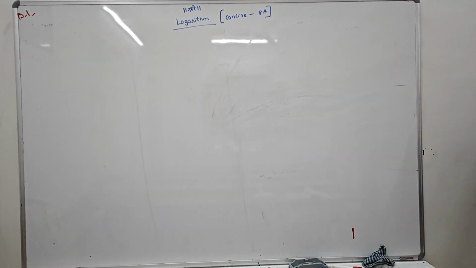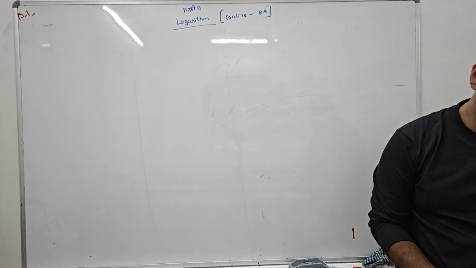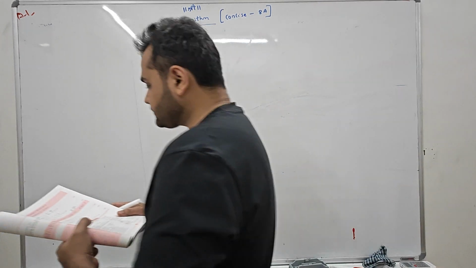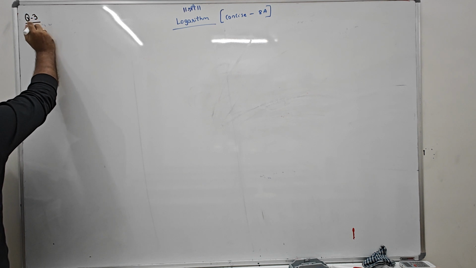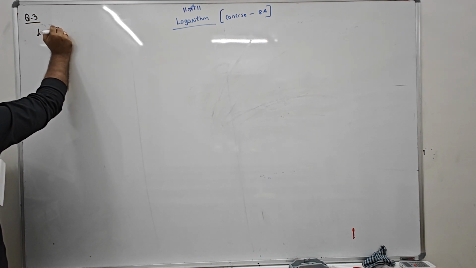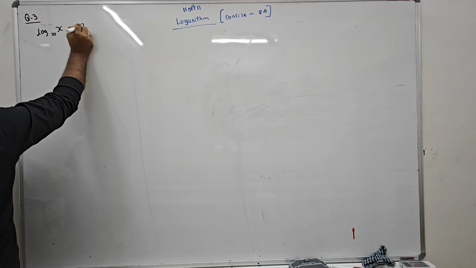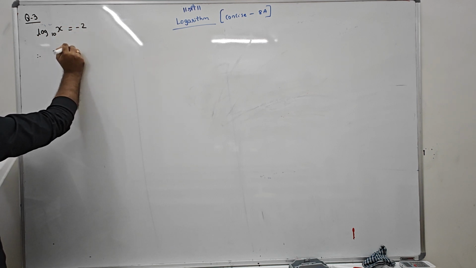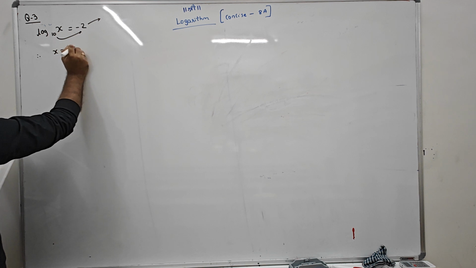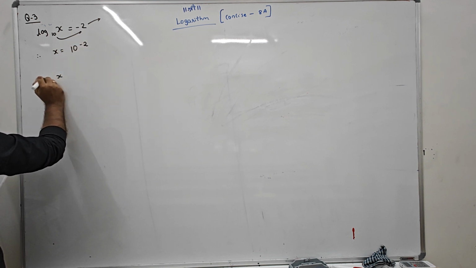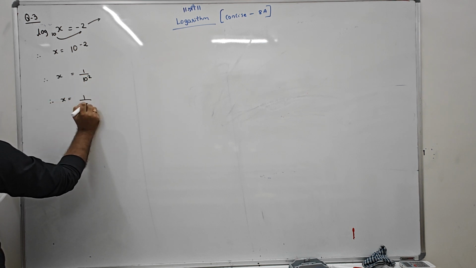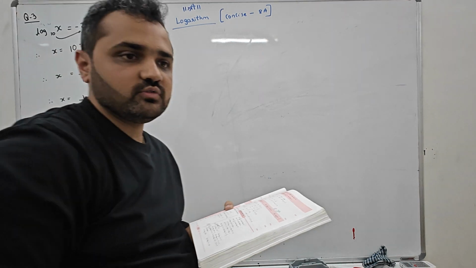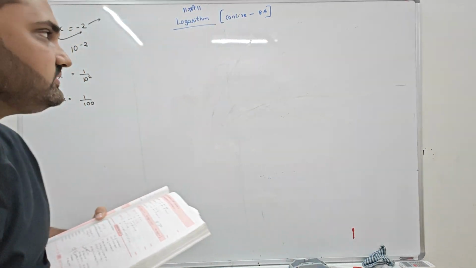Let us move to question number 3. Solve for x. Log of x to the base 10 is equal to minus 2. Therefore x will become what? Converting log to exponential form, 10 raised to minus 2. Therefore x will be 1 upon 10 square. Therefore the value of x will be 1 upon 100. Are you okay with this?